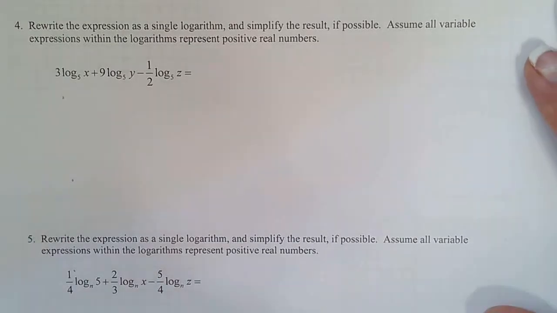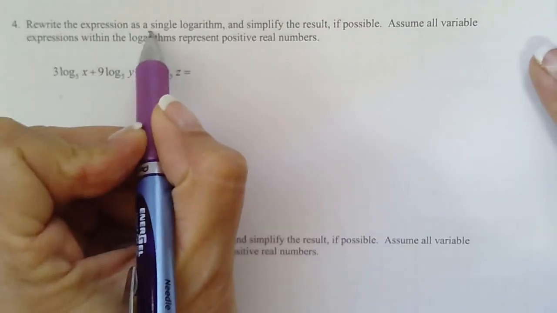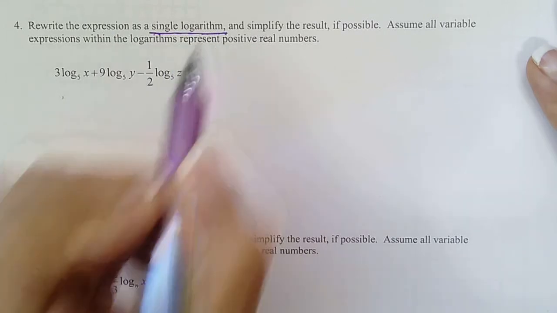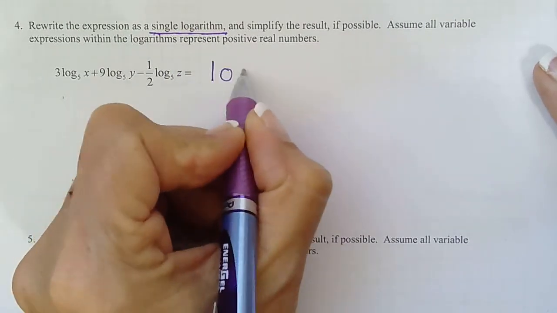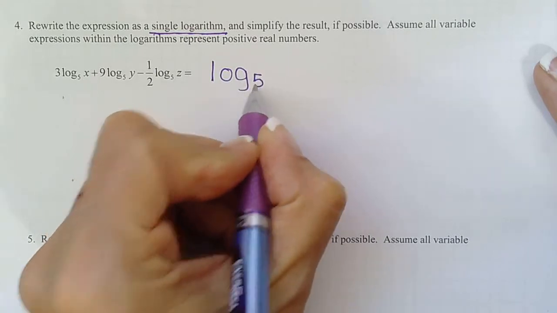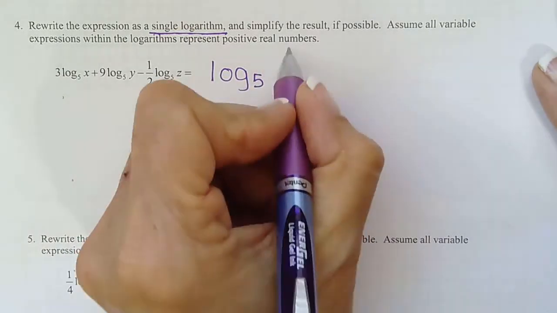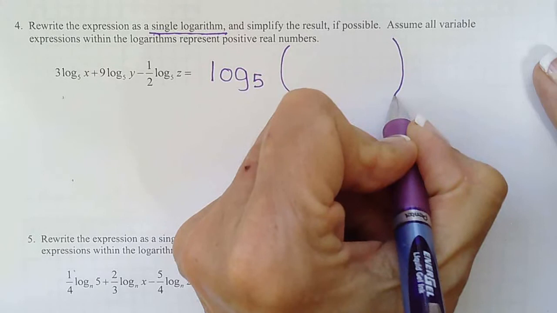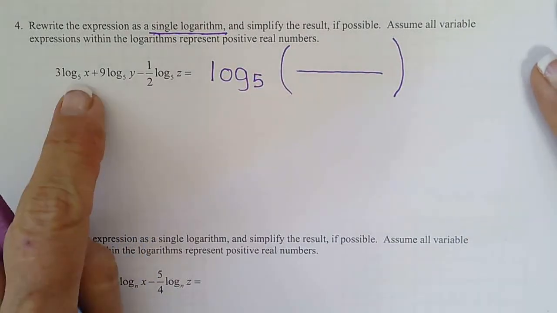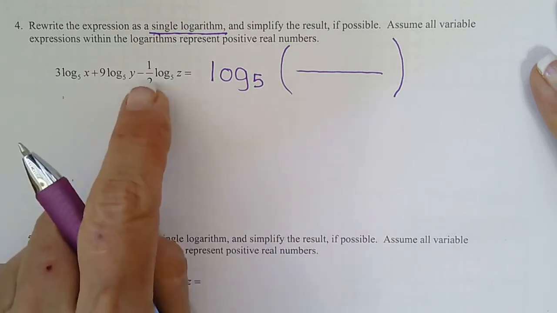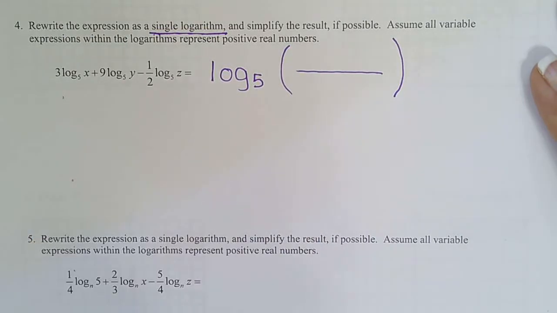So once again, I see rewrite as a single logarithm. So that means my final answer should have log base 5. And I see there's subtraction, so I know there's going to be division. So I can get my final answer ready. So I know it's going to be log base 5. I know there's going to be division because of that subtraction. And let's do the work down here.